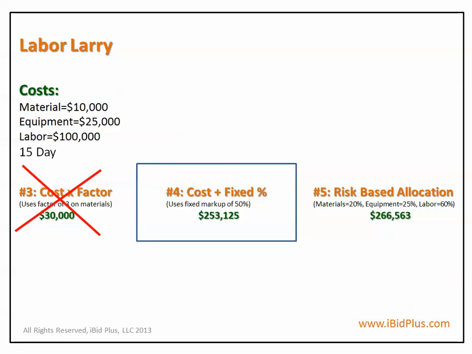Here, with the side-by-side comparison, we quickly eliminate the cost times a factor method at $30,000. In fact, if a customer saw this, they would quickly throw this estimate in the trash because it is so far out of the range. If the company was unfortunate enough to receive the job, they would quickly go out of business with these kinds of prices. Comparing the cost plus the fixed markup and risk-based allocation strategy, we see that the cost plus the fixed markup method wins the job.